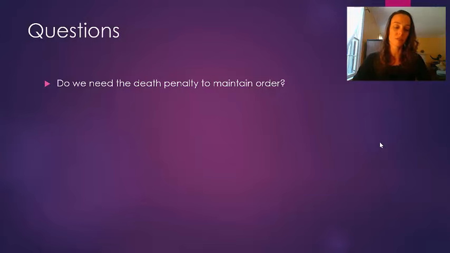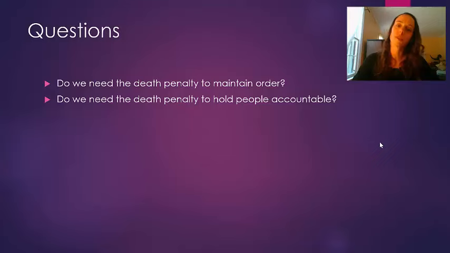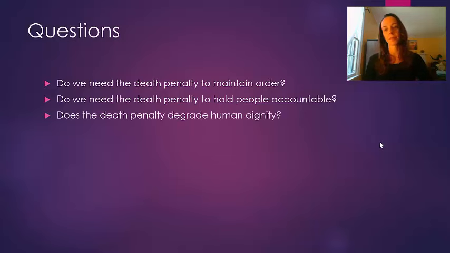Those are not nations with moral chaos, right? Now, there are people there who commit violent acts, but we know that those are also very stable societies in those countries that don't have the death penalty. Another question is whether we need the death penalty to hold people accountable. So this is a different issue, right? In the first question, we're talking about whether we need to control society by having a harsh punishment like the death penalty. In the second question, what we're talking about is whether this is the only or best way to hold people accountable for their own actions.